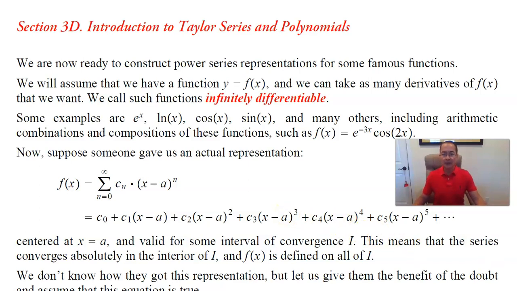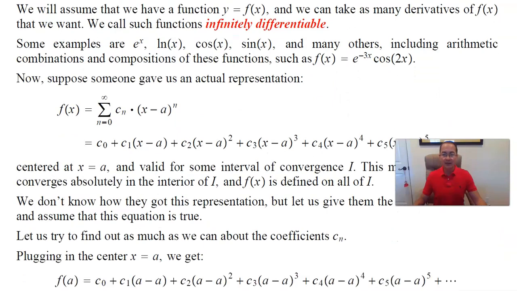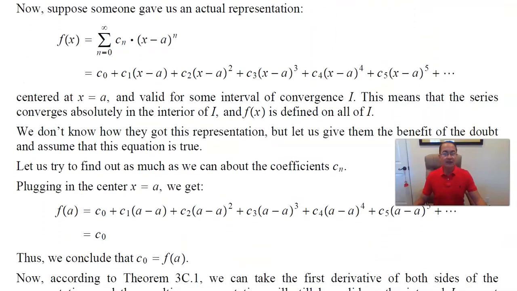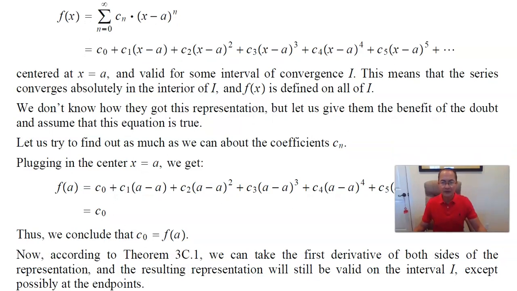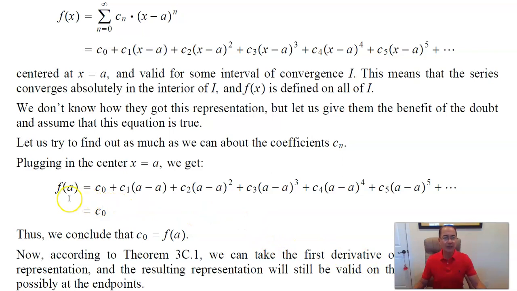Okay, so what are we going to do with that function? Well, we are told that your function is infinitely differentiable. Okay, so more on that in a minute. First thing we'll do is, what happens if we just plug in x equals a? Okay, well, we're going to get (a minus a) squared. Well, those are all 0. So the only survivor will be c sub 0. Okay, so that means that the 0th coefficient, c sub 0, of this power series representation must be f of a.